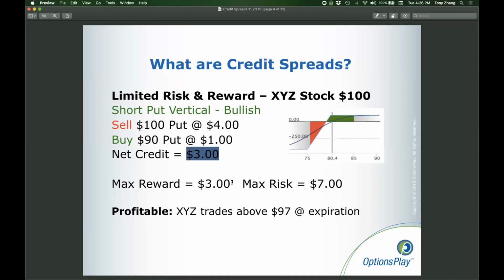So that's my max reward. On a credit spread, your max reward is the credit that you receive on the spread. Your max risk is what's left of the width between the two strikes. So the distance between the first strike and the second strike, a $100 put and a $90 put, is $10. So if I'm collecting $3 out of those $10, the remaining amount is going to be my max risk, $7 in this particular case. So I'm going to risk $7 to try to make $3.